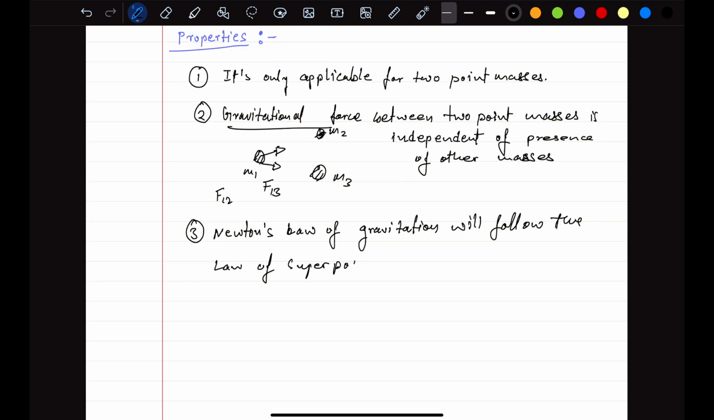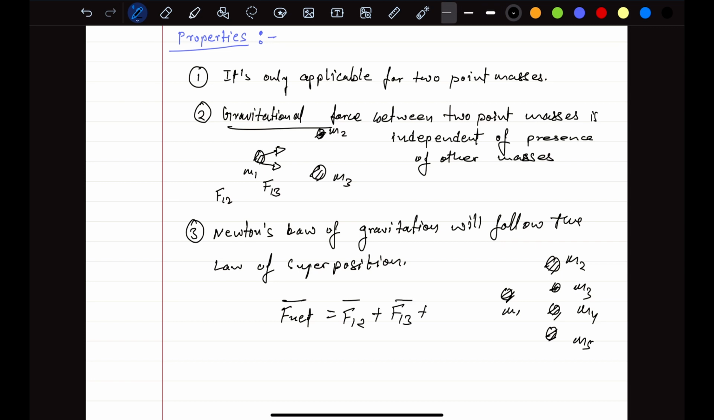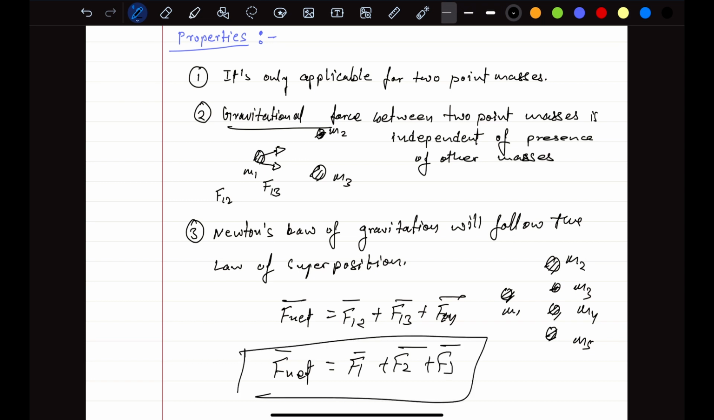What is meant by the law of superposition? It means that if you want to calculate the F net on mass 1 due to M2, M3, M4, M5, then that F net will be F12 vector plus F13 vector plus F14 vector, and so on. Or you can simply say F net is F1 plus F2 plus F3, and so on. So the total gravitational force is the vector sum of all the individual gravitational forces.